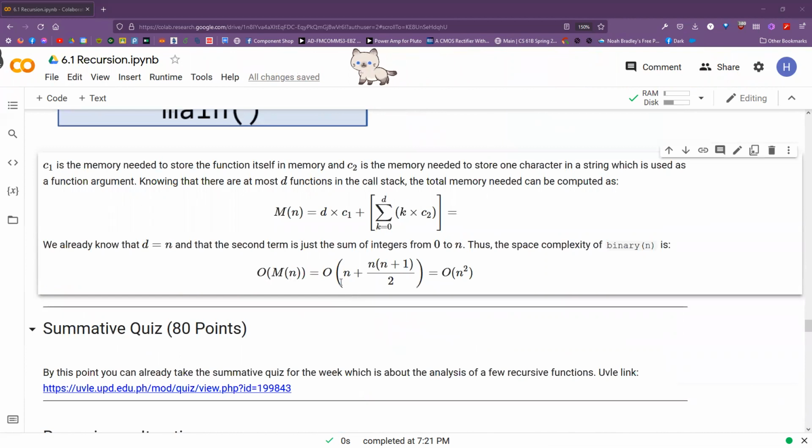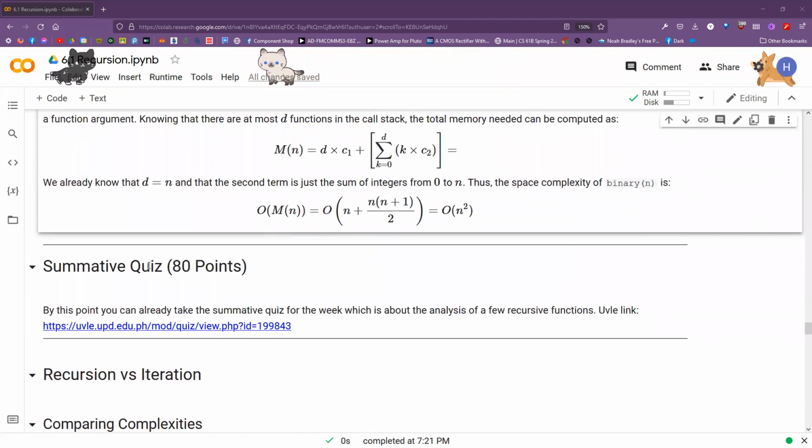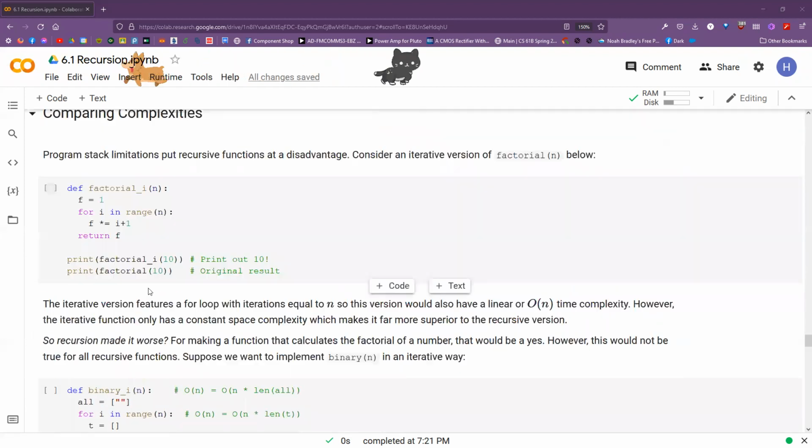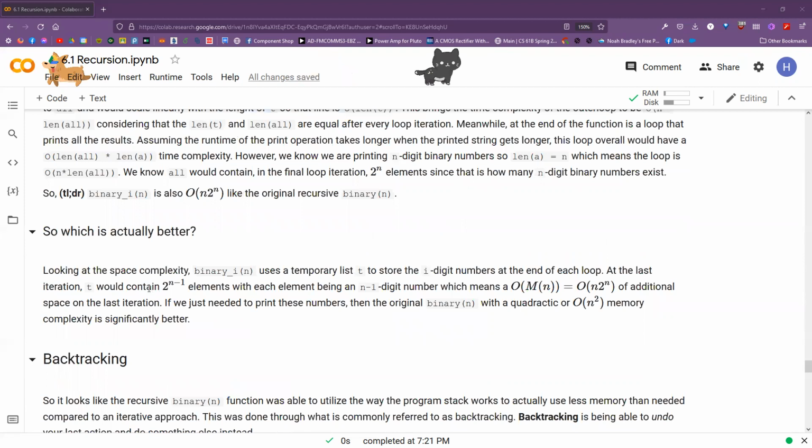So yun, since alam niyo na yung time and space complexity, we should already be able to accomplish yung ating summative quiz or yung graded quiz for the week. So, medyo summative pero wala siya sa dulo kasi meron pa. Although wala naman na i-quiz pa for here. So, medyo coding exercises. So, yun.